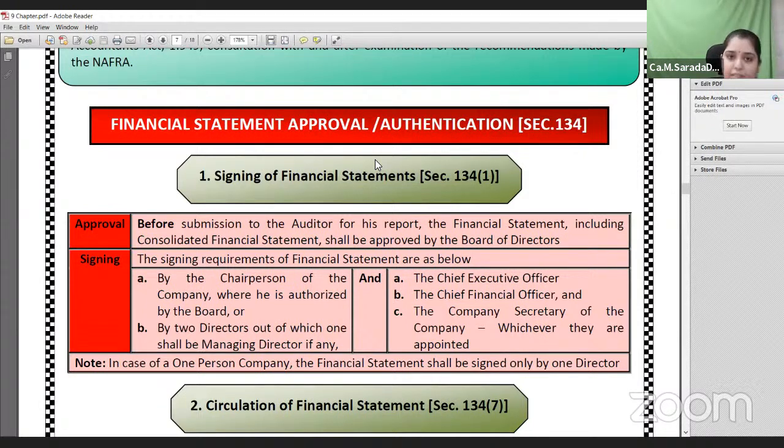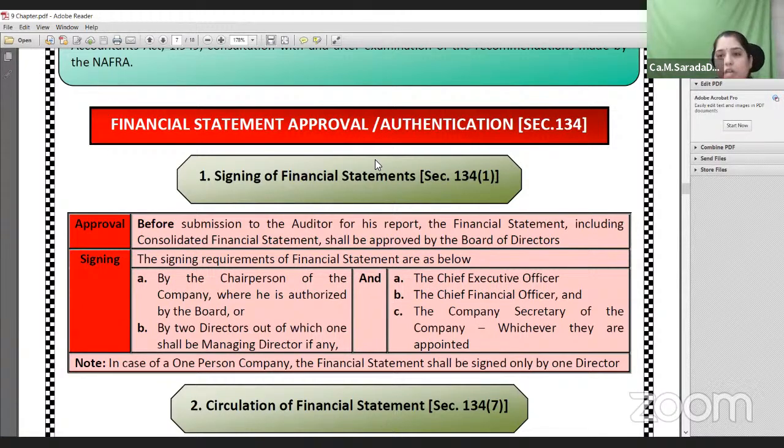The financial statements, once they are prepared by the board of directors, and after preparation of these financial statements, that is, the consolidated financial statements also, they should be signed by the following persons: in case of a chairman of the company, if he's authorized by the board, and by two directors, out of which one person is a managing director.